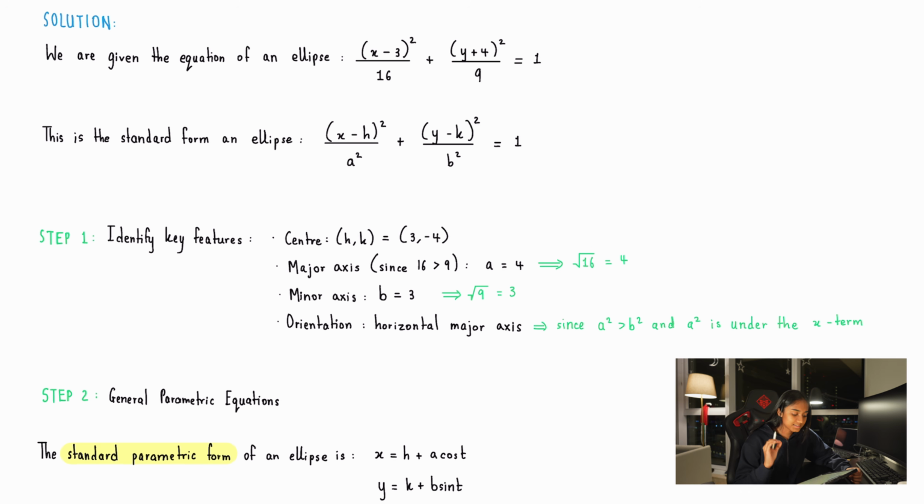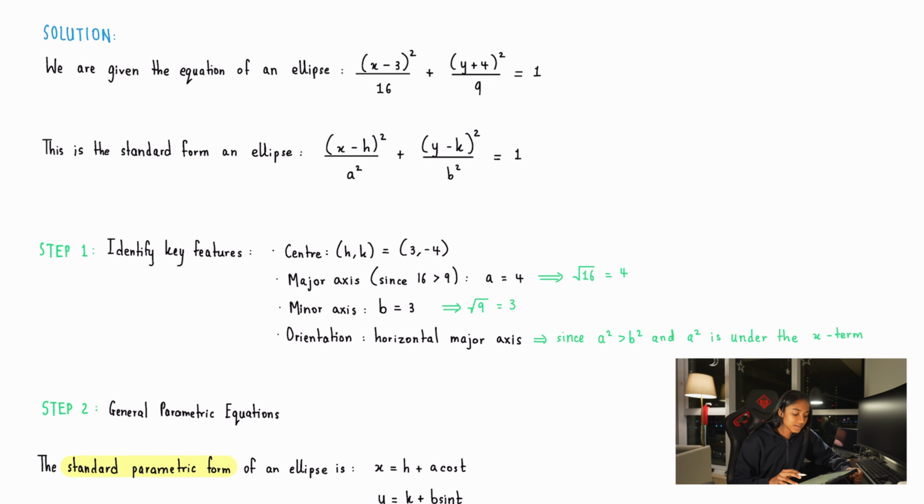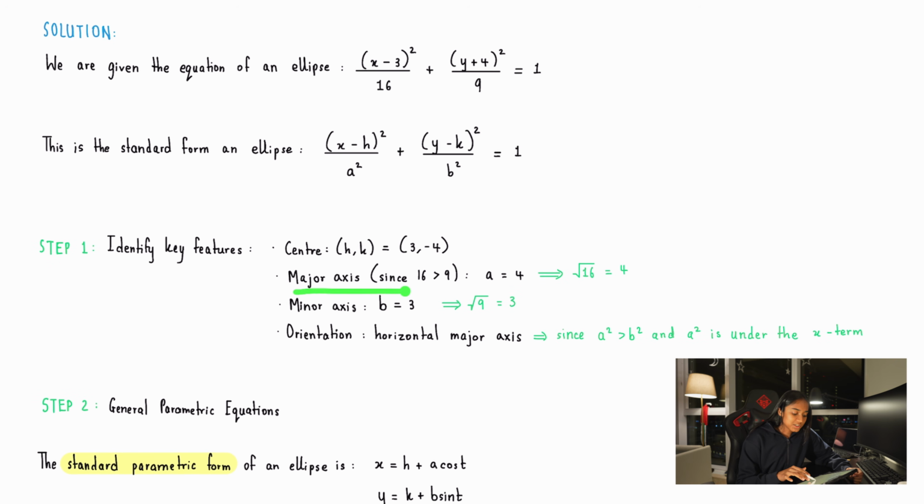So the first thing is the center. It is given by (h, k). So we can see here that it is (3, −4). Beware of the signs. Okay. We have the major axis. And since 16 is greater than 9, we have the major axis to be 4. Okay. So this is the square root of 16, 4. The minor axis would be 3. And then the orientation would be horizontal major axis, okay? And this is because a squared is greater than b squared, and a squared is under the x term.